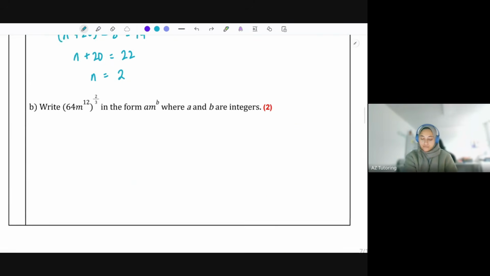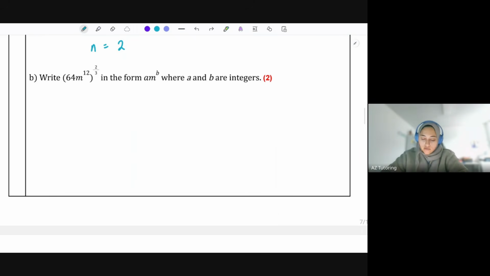Okay, part B. 2 marks. Write 64m to the power of 12, all to the power of 2/3, in the form a m to the power b, where a and b are integers. Remember, integers just means whole number. So if you end up getting a decimal or a fraction for a and b, you've gone wrong. Okay, so what do the rules tell us here?